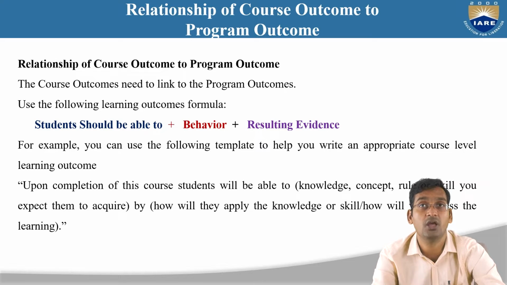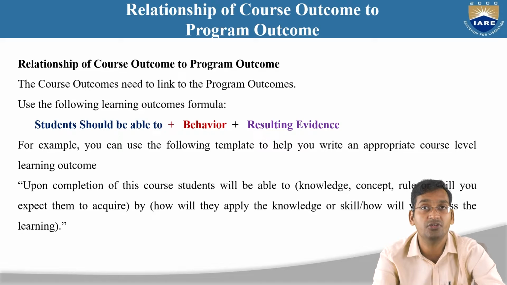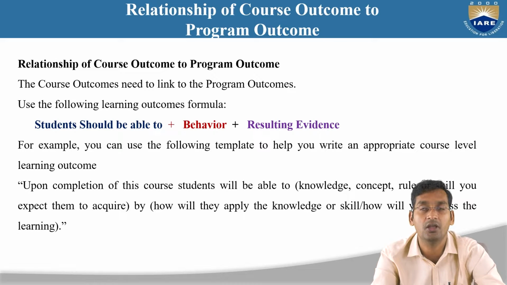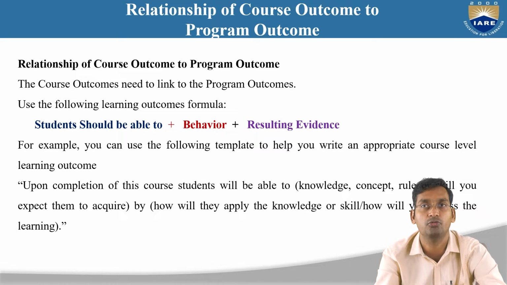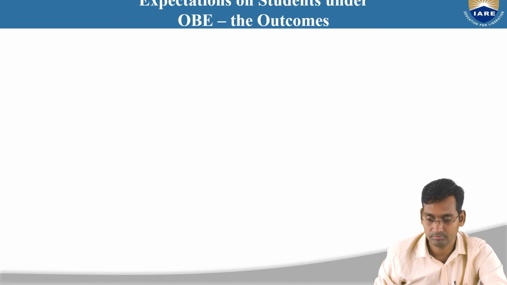So for example, you can use the following template to help you write appropriate course level learning outcomes. Upon completion of this course, the student will be able to: what knowledge, concept, rule, or skill you expect them to acquire, and how they will apply the knowledge or skill, so you can assess the learning. That means once the course is completed, the student should have that knowledge, concept, or rule.